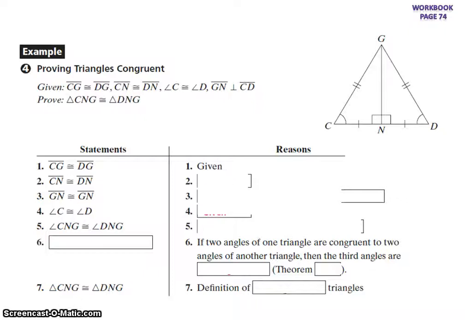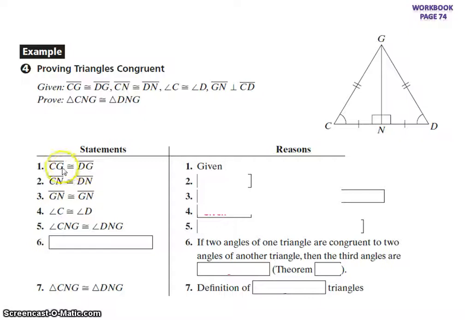All right, we're back into our work now. And I kind of want to move quickly through this because this is a proof, and we're not going to do a whole lot of proofs, but just to show you what this is all about. So I'm being asked to prove that CNG is congruent to DNG. So I've got CNG and DNG. So it looks like they're still in order, so we're good to go there.